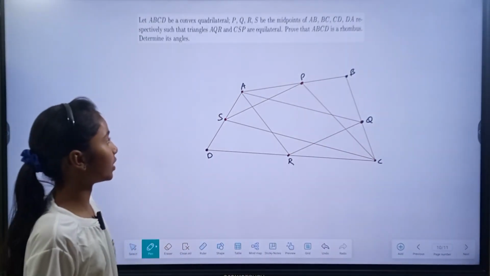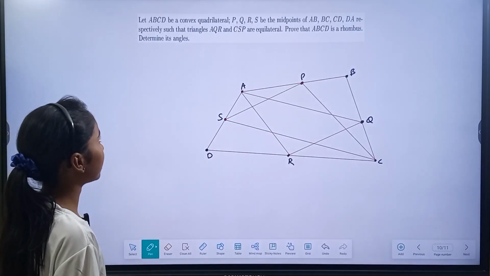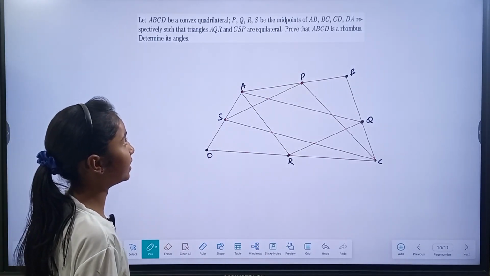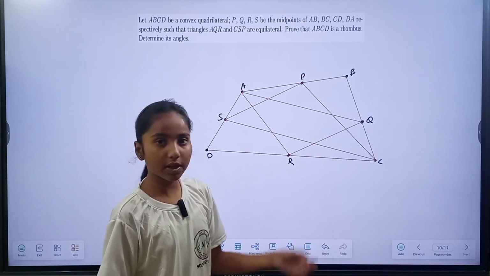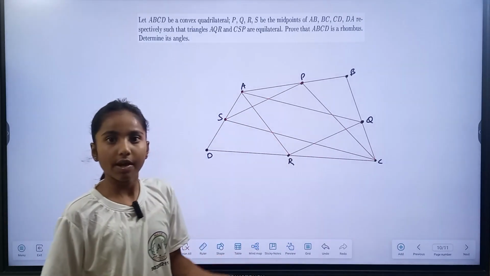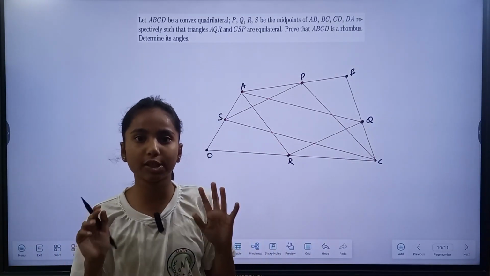Let us solve this problem today, which appeared in RMO. Let ABCD be a convex quadrilateral, and P, Q, R, S be the midpoints of AB, BC, CD, DA respectively. They have said that P, Q, R, S are midpoints of the sides of this quadrilateral. And whenever we have midpoints, always look for similar triangles by the SAS property.